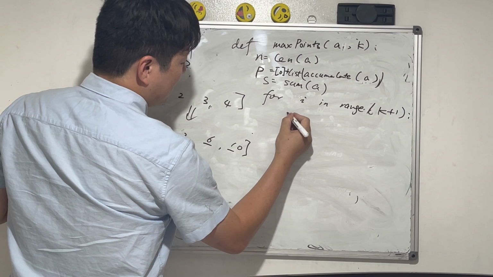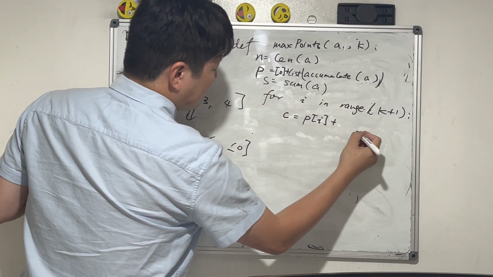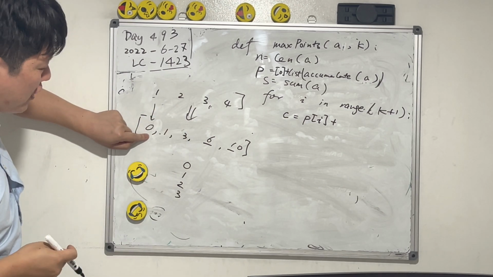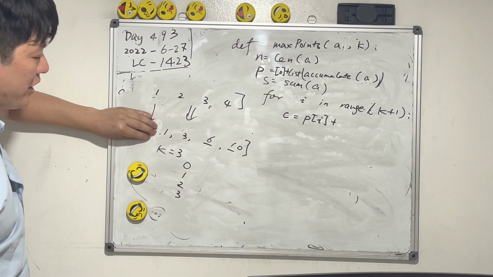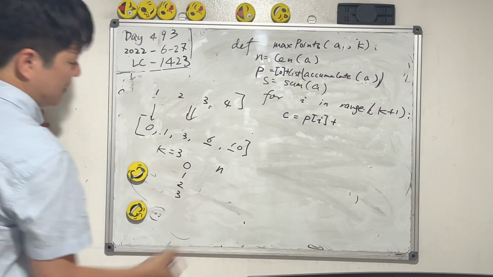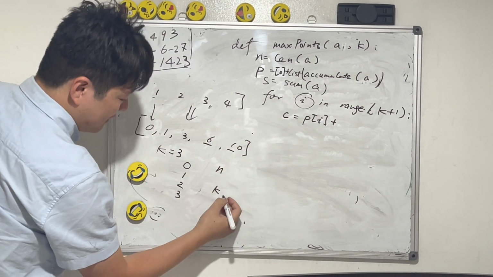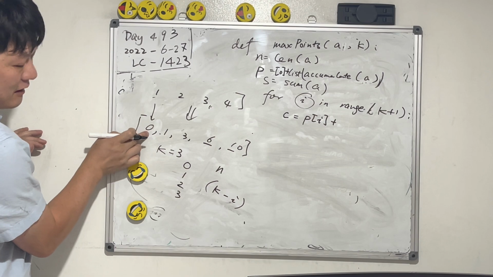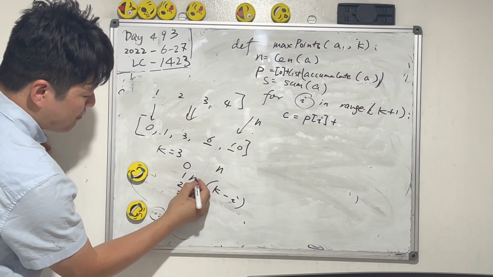The current sum, C, equals prefix[i] plus the rest we pick from the end. If k equals 3 and we pick nothing from the beginning, we need to pick 3 numbers from the end. So now we need to pick k numbers, and we pick i at the beginning. How many numbers are left? k minus i. And from the end, because we added a 0, the last index will be n.